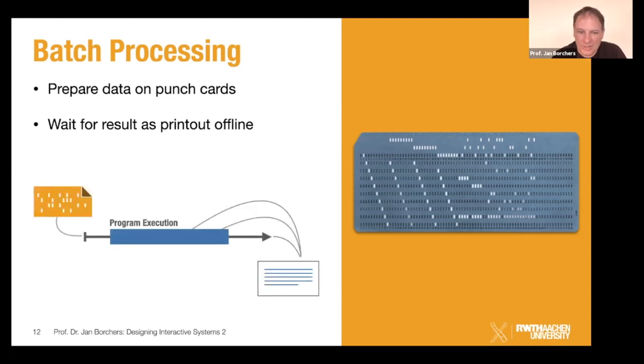The idea here is you prepare your data ahead of time. The program gets executed, and then it compiles basically a report throughout its running that is then your single point of contact again with what the program did at the end.